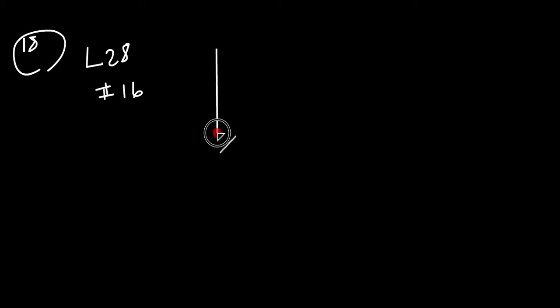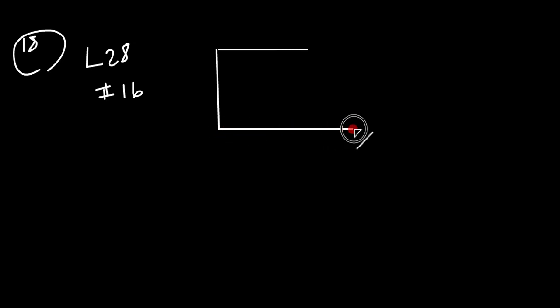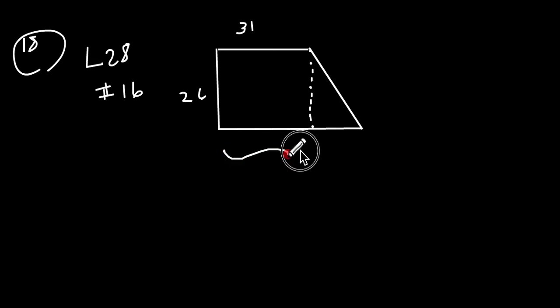Number 18. Okay, 18 is a shape. It's from lesson 28, number 16. And it looks something like this. It's a rectangular shape with a triangle thrown on the end. Just like the one on your test. All right, so the first thing you want to do is divide it into a triangle and a rectangle. All right, the sides are 31. We're finding the area, 26. And this whole side down here is 48.